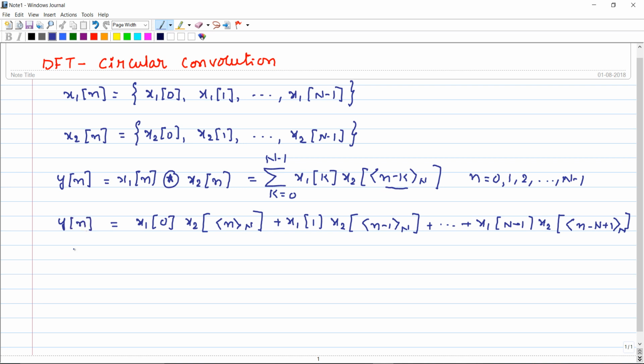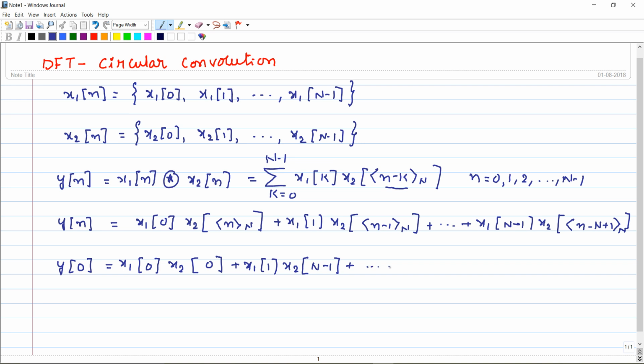Note that n varies from 0 to n minus 1. So what will be the first term? The first term would be y of 0, which is given by x1 of 0, x2 of 0 modulo n, which is again 0, plus x1 of 1 times x2 of 0 minus 1, which is minus 1, and minus 1 modulo n would be n minus 1, plus, and the summation goes on like this.